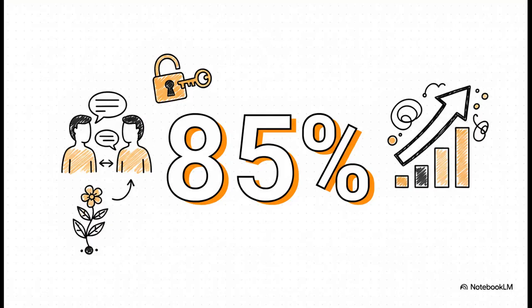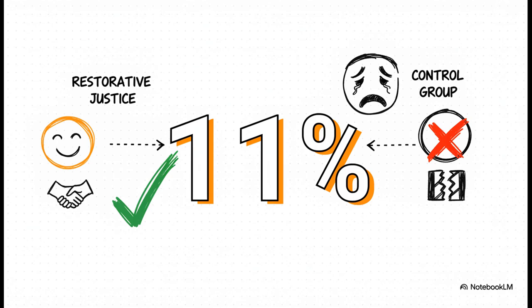Now let's look at another method, restorative justice, or RJ. And I'm going to introduce this with a huge number. 85%. That is the satisfaction rate from victims who've actually taken part in face-to-face restorative justice meetings. RJ is all about communication. The offender meets the victim in a safe, controlled environment. They have to see the real human impact of what they've done, and the victims get to ask questions to finally get some closure. But does it actually work to stop crime?